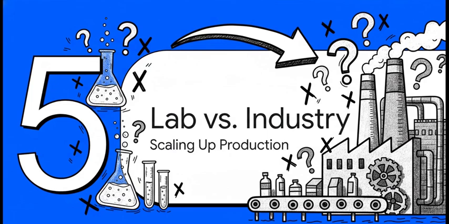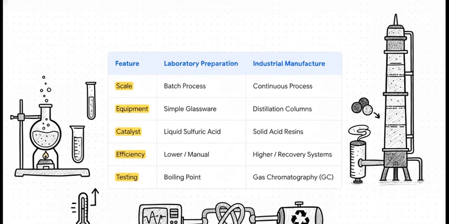And listen, this isn't just a challenge for a student in a lab. These exact same problems, these same suspects, they exist on a massive scale when companies try to manufacture chemicals for all the products we use every day. This table really highlights the difference in scale, right? In the lab, we're doing a tiny batch process with some simple glassware. But in industry, they're running a massive continuous flow through these incredibly complex distillation columns to get every last drop.